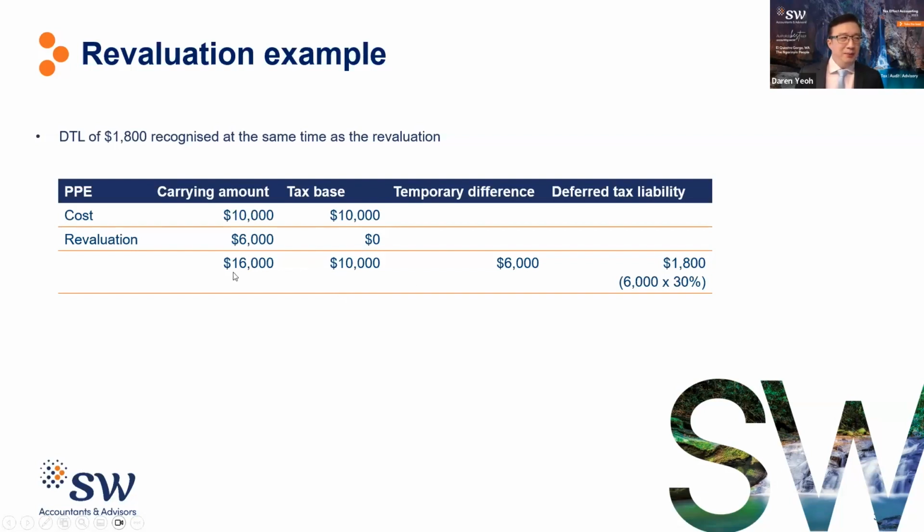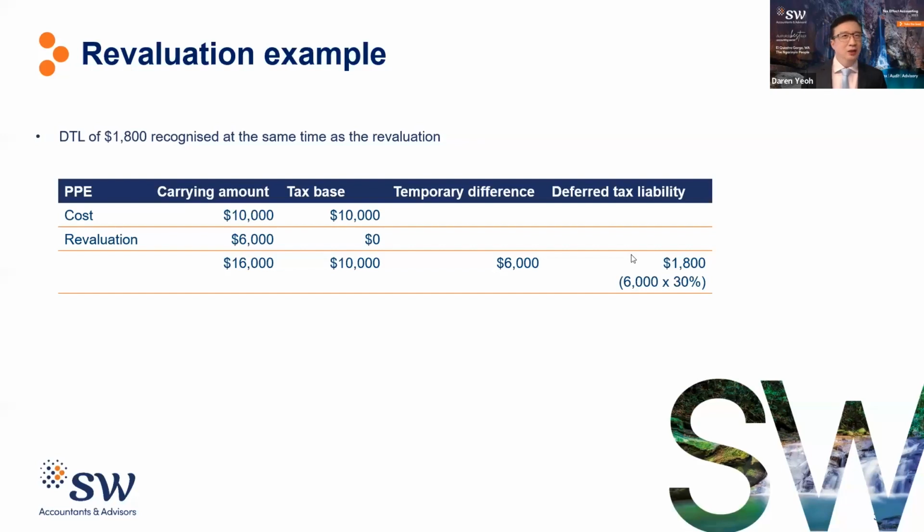So your carrying amount is 16,000. The tax base is 10,000. Therefore, you have a taxable temporary difference of 6,000 and a deferred tax liability of 1,800. So you credit deferred tax liability, because it's a liability, by 1,800. The question is, what do you debit?